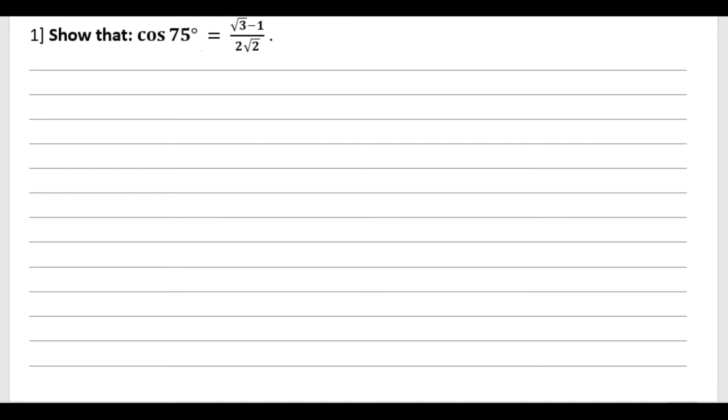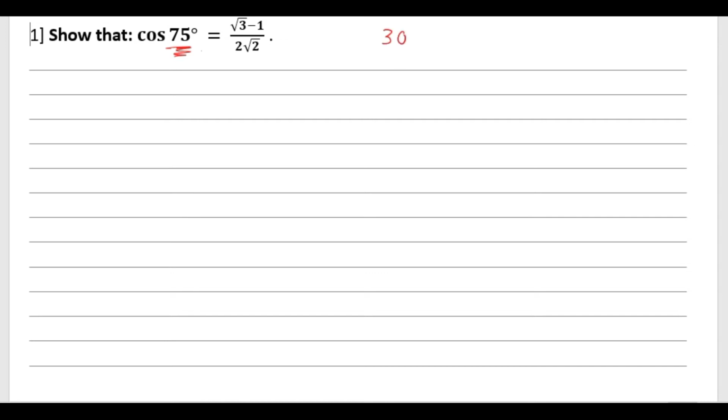Question 1. Show that cosine 75 equals root 3 minus 1 over 2 root 2. The idea of this question is based on writing this number as a sum or difference between two angles, but not all angles we can use. We have to use only these angles, which are special angles you studied last year.